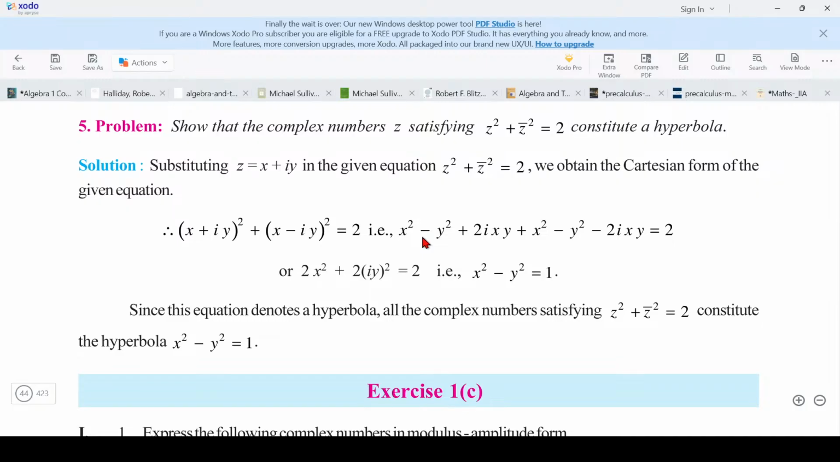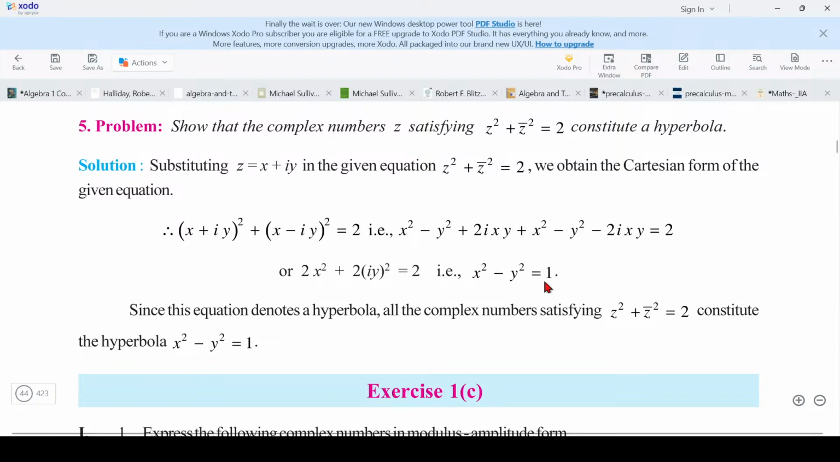Done, sir. Okay, very good. So what is it saying here? Z square plus z complement whole square equals 2. This is a hyperbola. That's what it is saying. We'll assume z equals x plus iy and z complement is x minus iy. We'll substitute this and simplify, and we are getting this equation x square minus y square equals 1, which is the regular equation of a hyperbola.